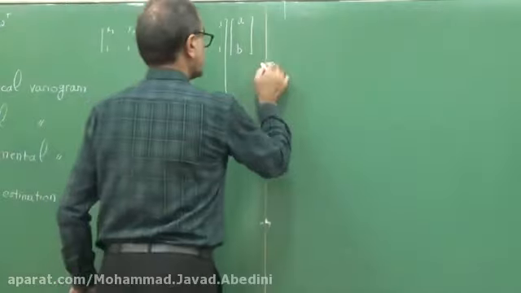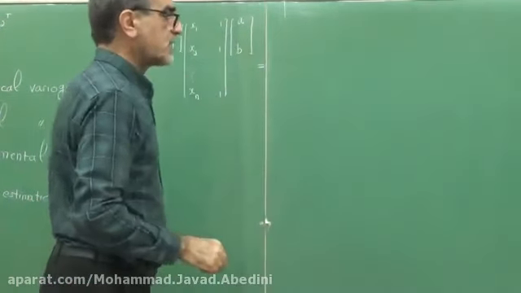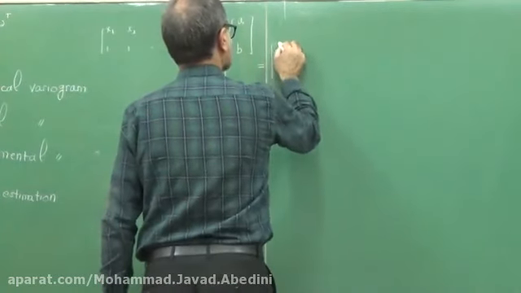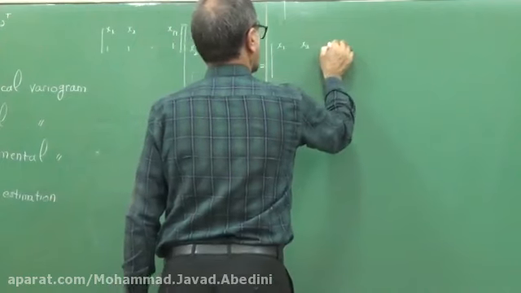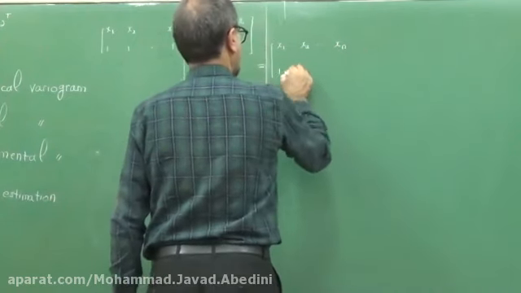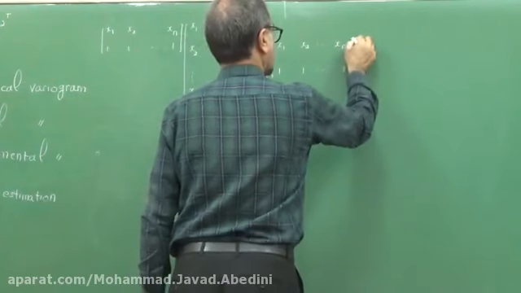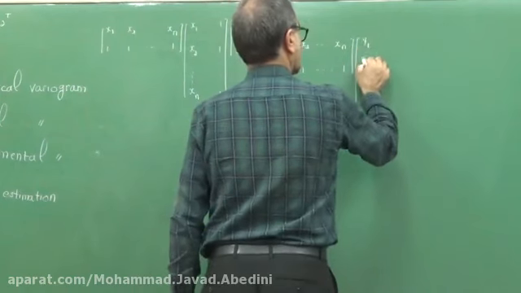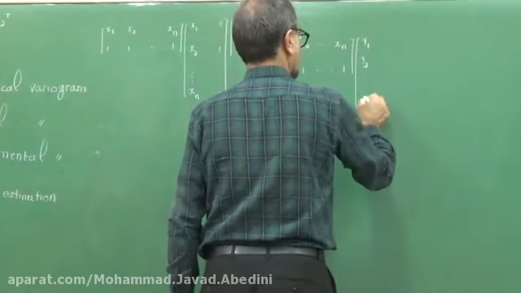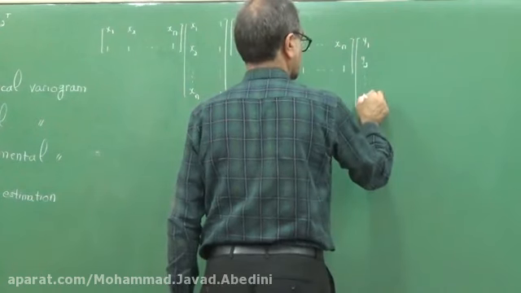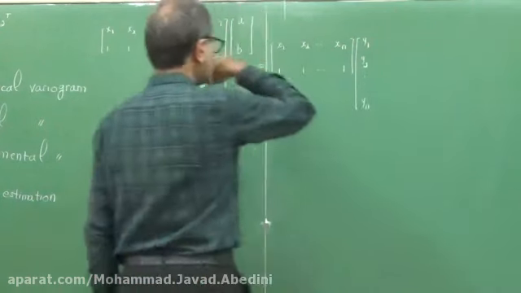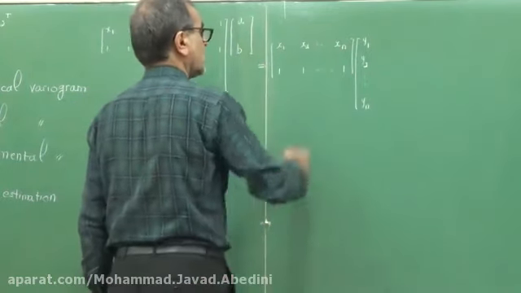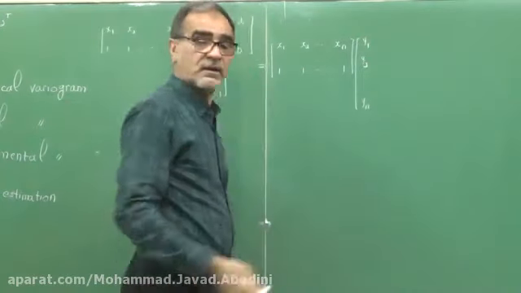And you have to make it equal to A transpose, x1, x2, xn, 1, 1, 1, by y1, y2, yn. Let me see if it is okay. 2 by n, n by 1. Okay? Yes.